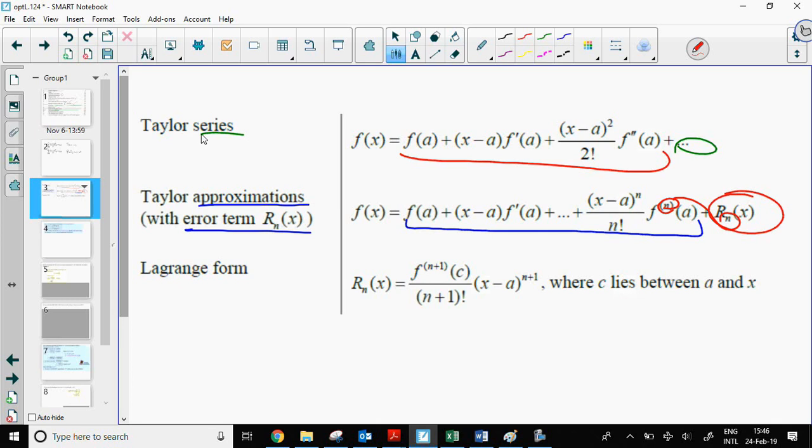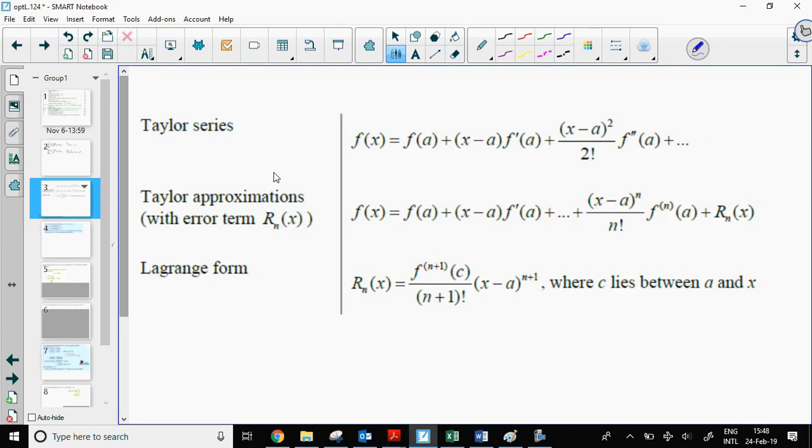And what is our remainder? There's different forms to write it in. We're going to use what's called the Lagrange form. Don't worry about that name. It'll show up in problems maybe where it'll say use the Lagrange form, or it's the only form. If we're doing error with Taylor, this is the form we're going to use. Anyway, so that's r sub n.